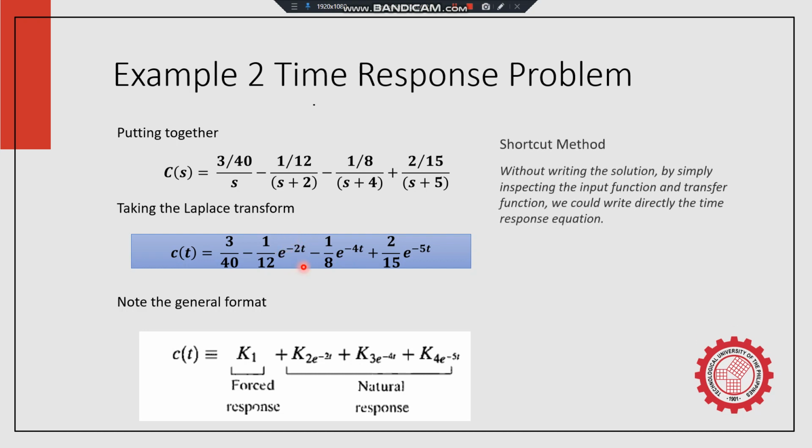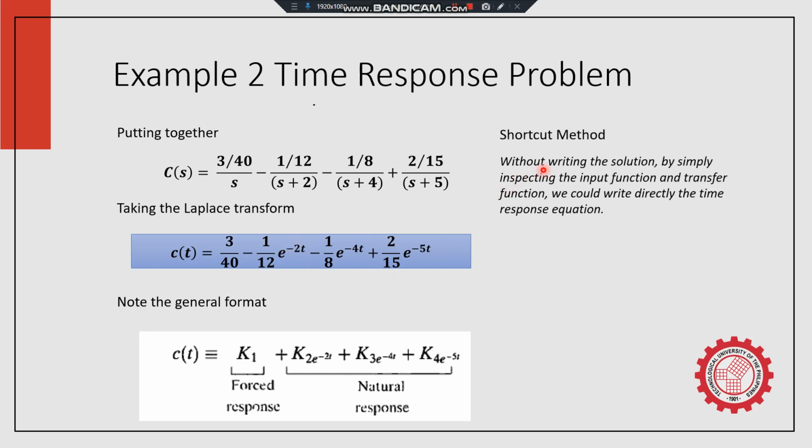And for the shortcut method, I think we're going to end here. We will continue later.